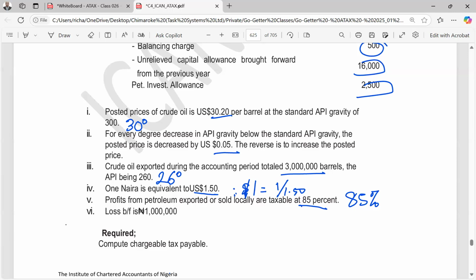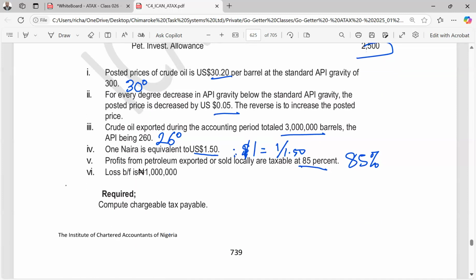But if it were to be a production sharing contract, the allowance would be 50% of your assets, and the tax is also 50%. Okay, so you need to know that.